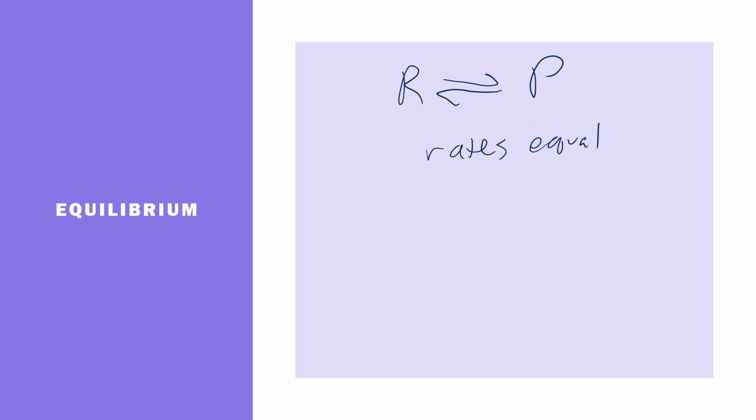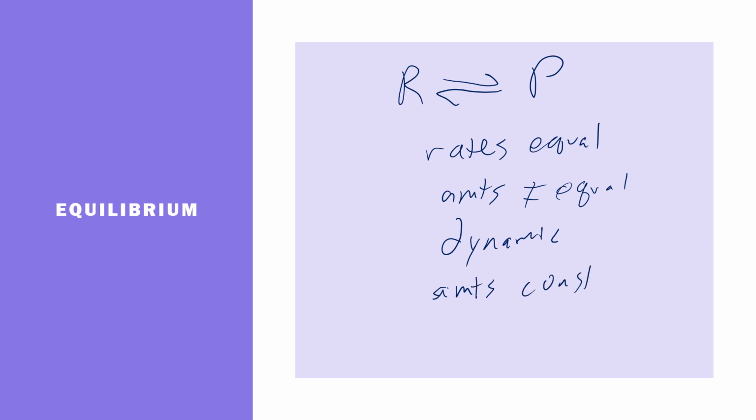The amounts of reactants and products do not have to be equal. They could be, but they're not necessarily equal. And then the reactions do not stop. It's a dynamic equilibrium. So the forward reaction and the reverse reaction keep going, but they're going at a constant rate. So that's what makes your amounts constant. Your amounts are constant, but they're not necessarily equal.